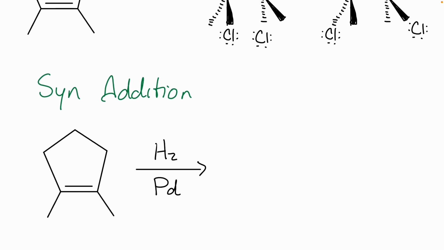For my syn addition, now when I add those two hydrogens, I'm either going to put them both on a wedge or both on a dash, right? Because now they're being added to the same side. And again, whatever I do to those, I'm going to do the opposite to those methyl groups.